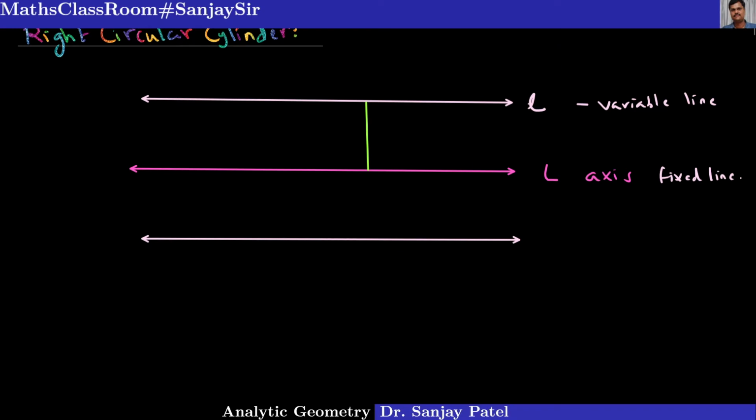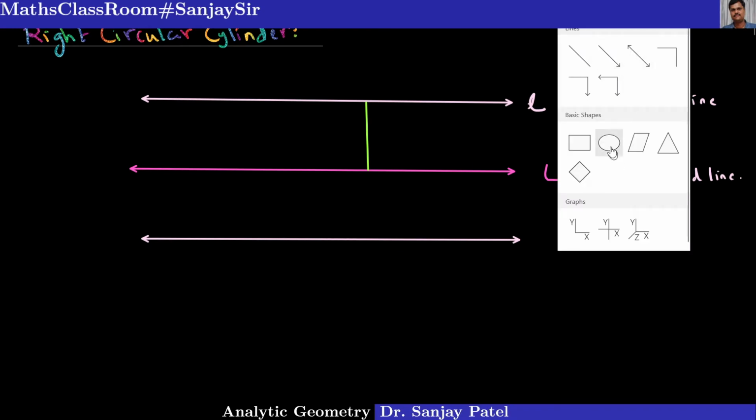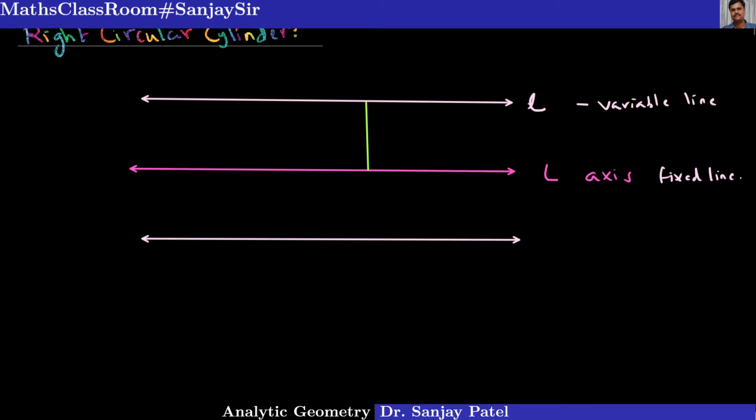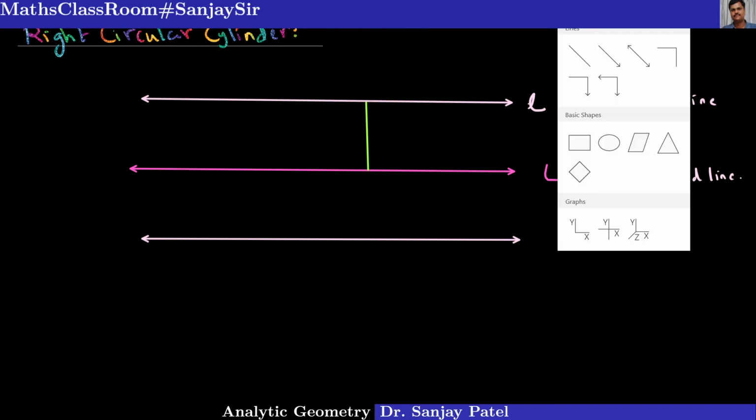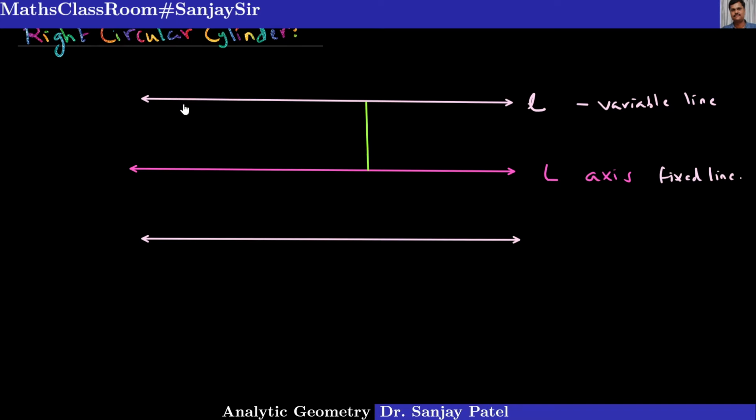So what is a right circular cylinder? Given a fixed line capital L and a variable line small l, if you revolve this line small l about the fixed line in space in such a way that the distance between the two lines remains constant, then the surface generated by this revolution is called a right circular cylinder.